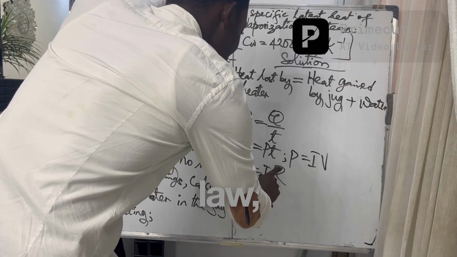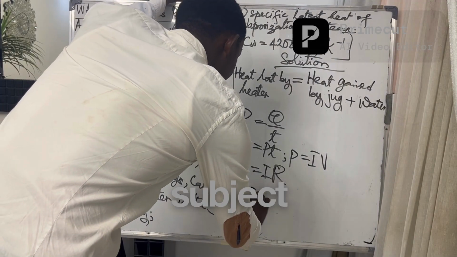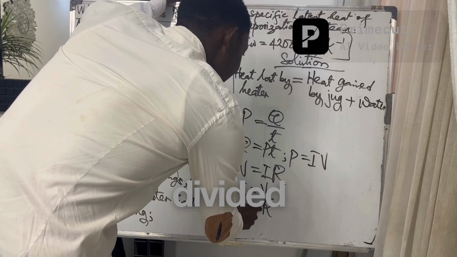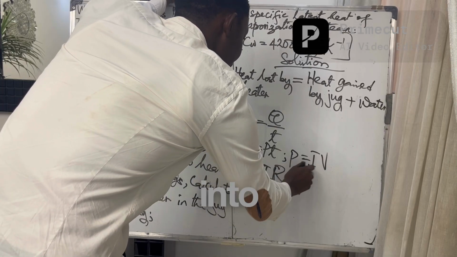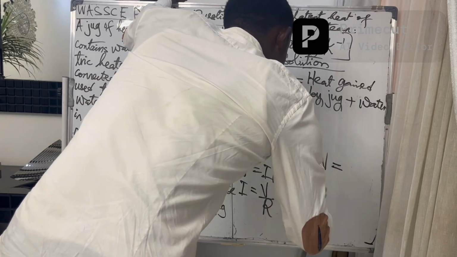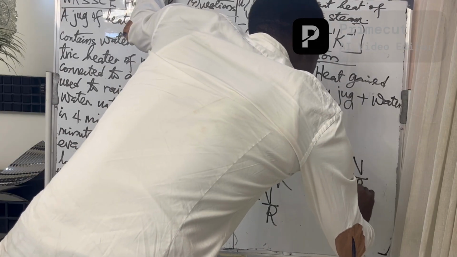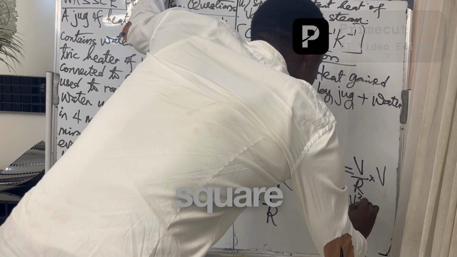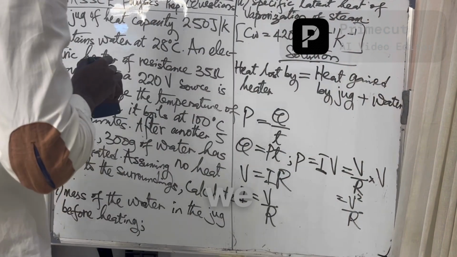So from Ohm's law, if we make I subject of the formula, it will be V divided by R. So this V divided by R will be substituted back into this power formula. And if we do that, we'll be getting that it will be V over R times V again. So leaving us with what? V squared over R.